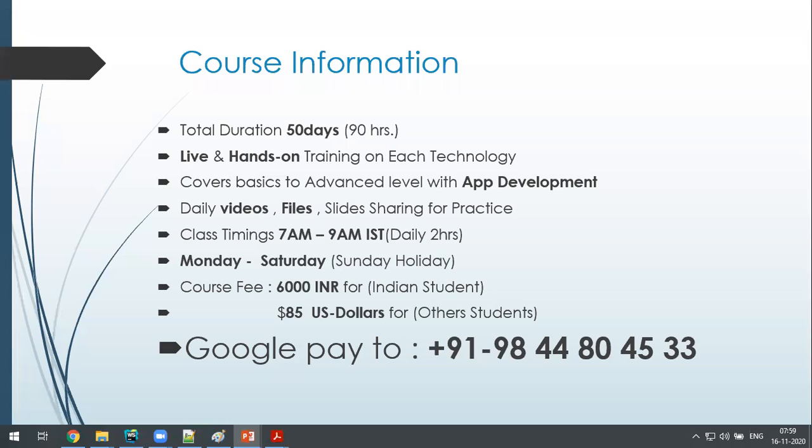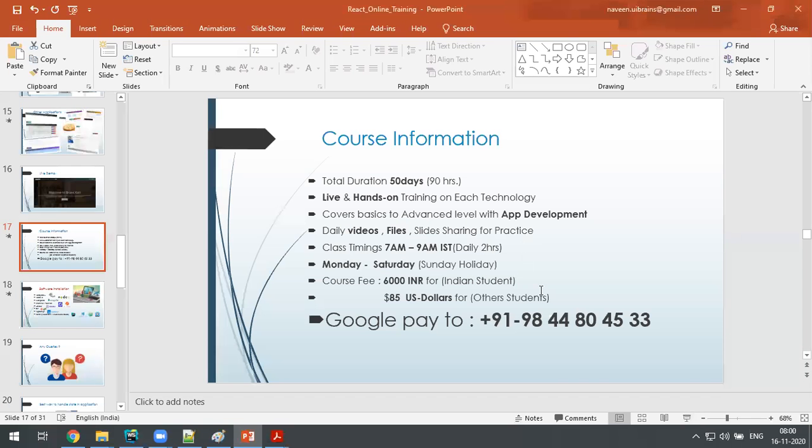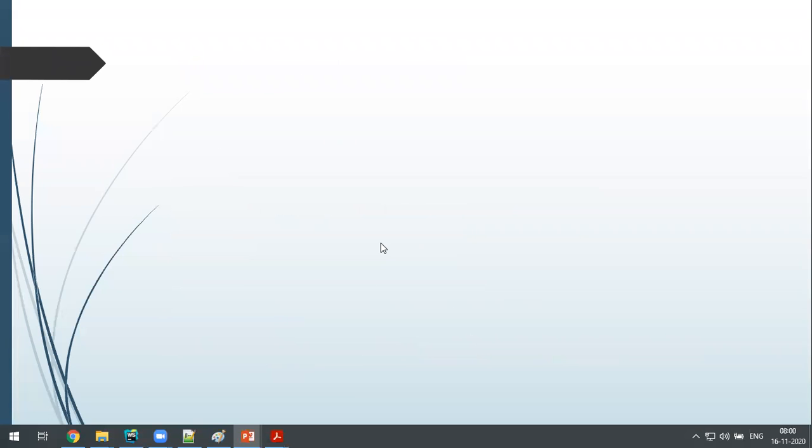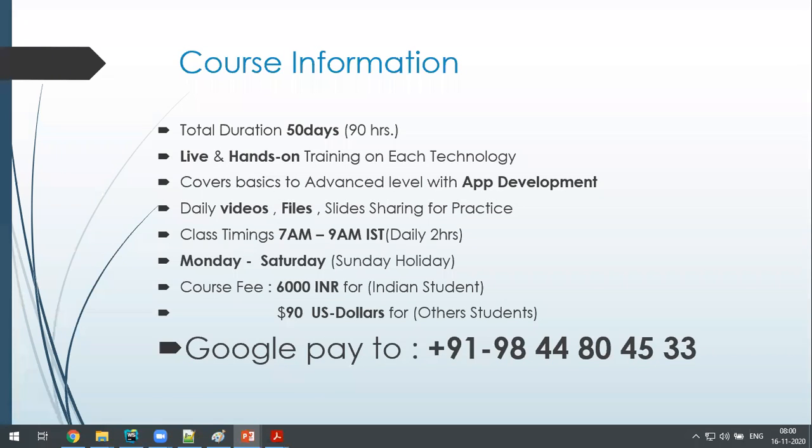Okay, and course fees 6,000. Actually, course fees is 10,000, but I understand everyone's financial situation in India, so I made it 6,000 rupees. And for US dollars it is not 685, it's $90, because frankly, people who are outside of India pay through PayPal, and PayPal is deducting too much tax. If you pay 6,000 to me, I'll get only 5,100. That's why I made it $90. So 6,900, 900 will go as tax, so 6,000 exactly I'll get.